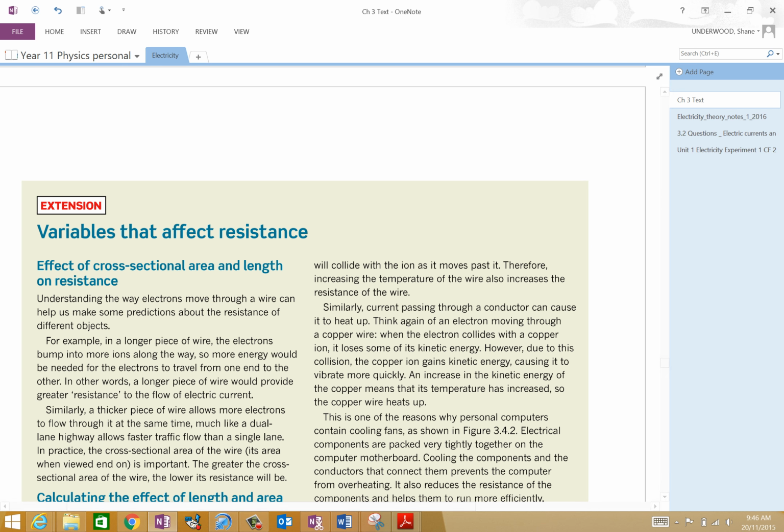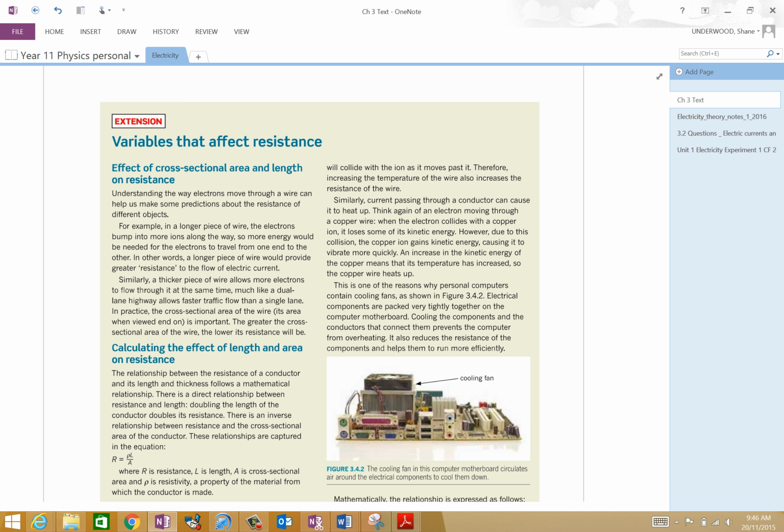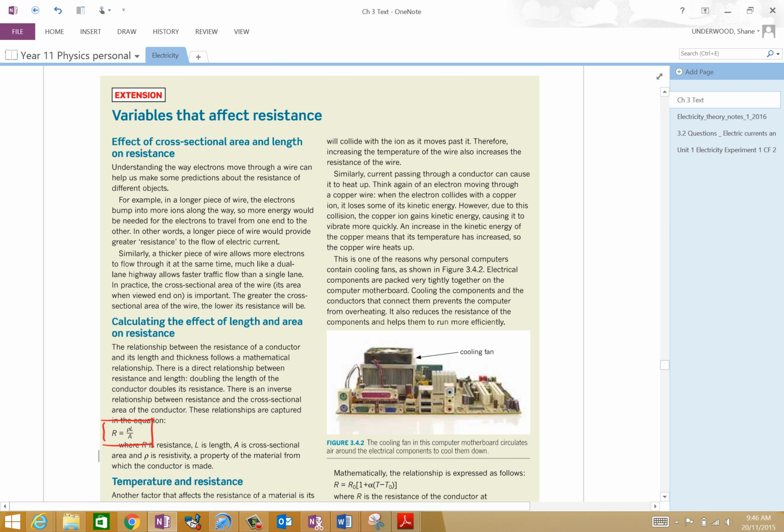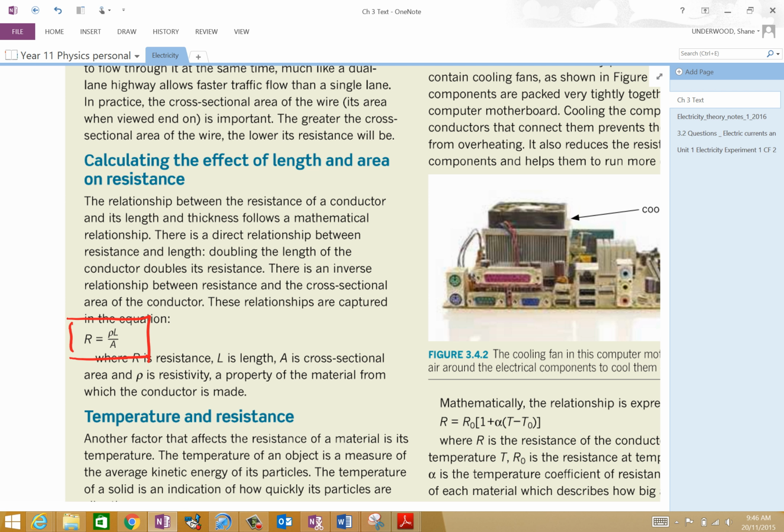Variables that affect the resistance. Now I guess this is a bit of an extension. I will say to you that at this stage you are not required to memorise this formula, but resistance has a lot to do with, first of all, the length of the wire. It also has to do with the cross-sectional area of the wire. Let's have a look at this. You could say that resistance is inversely proportional to, this proportional sign you'll see a lot in physics, the cross-sectional area.